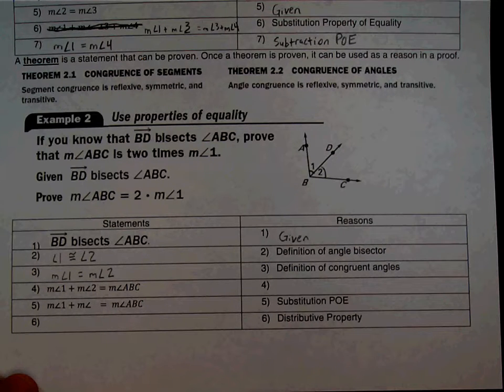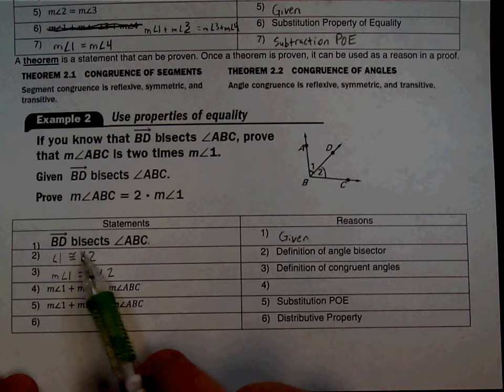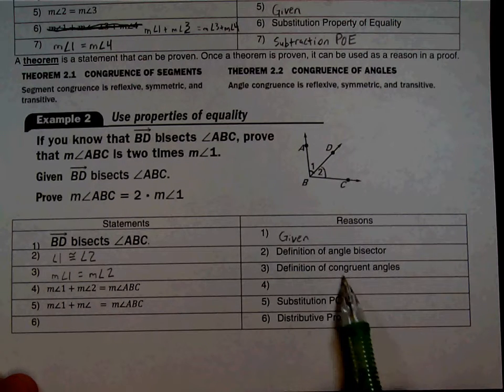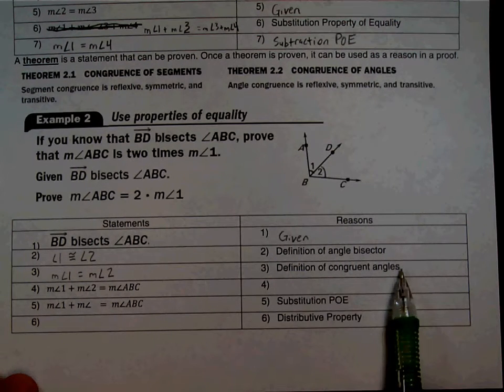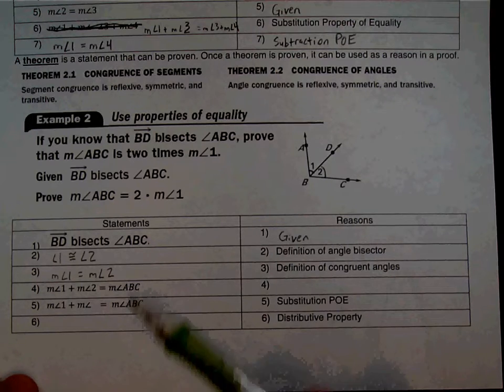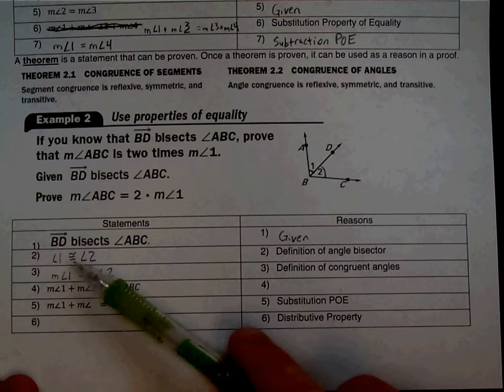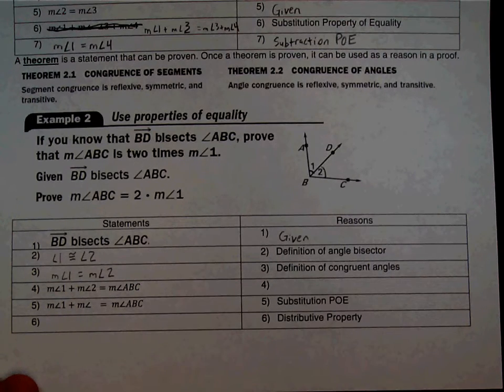Really, this is helpful to know. Anytime that you want to switch into an equal sign away from a congruent, or vice versa, we'll use a definition of congruent angles if it's an angle, or segments if it's a segment. So that allows us to toggle back and forth between congruence and equals, depending on whether it's a property of congruence or a property of equality.